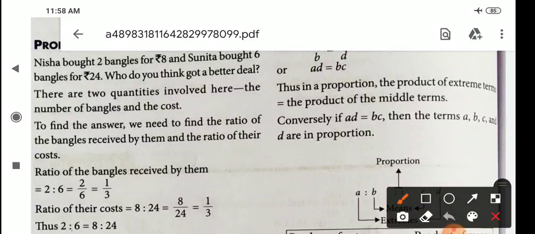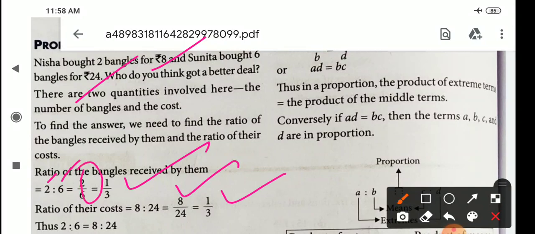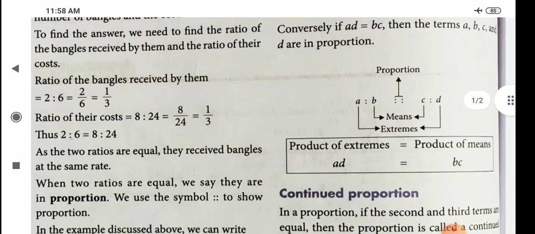So, the ratio of the bangles received by them, that is 2:6. Okay, 2 bangles and here 6 bangles. So, 2/6 is, children, 1/3. Then the ratio of their cost. Cost is 8 rupees and 24 rupees. So, 8/24. So, 8:24 means, children, 8/24, that is 1:3. So, children, 2:6 is equal to 8:24. Okay, their values are same.